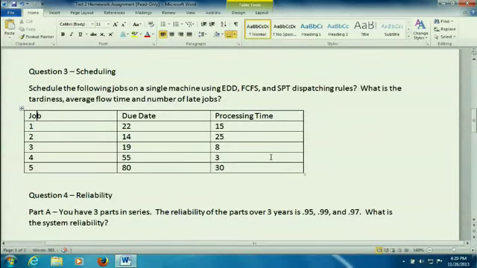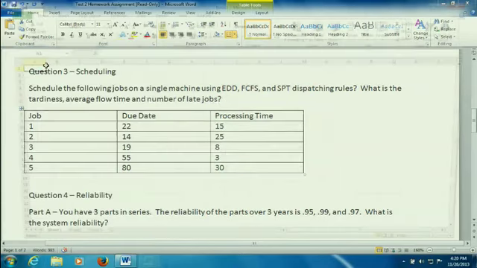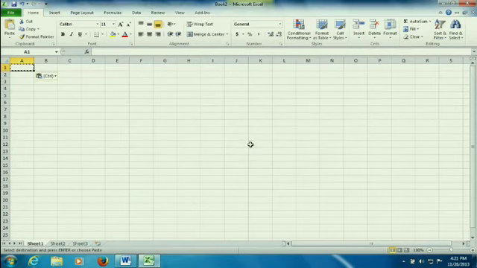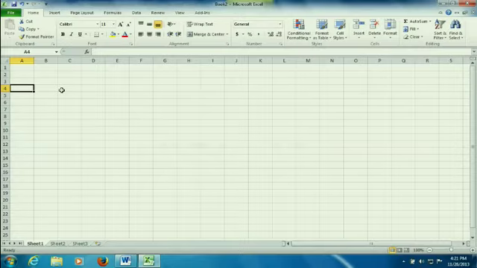Okay. Question 3 asks to schedule the following jobs: first come, first served, EDD, shortest processing time first. So I'm going to open Excel because this becomes really easy in Excel, hopefully. Oh, come on. Copy, paste.